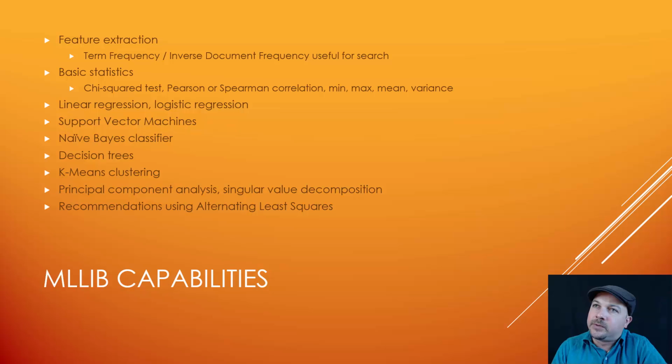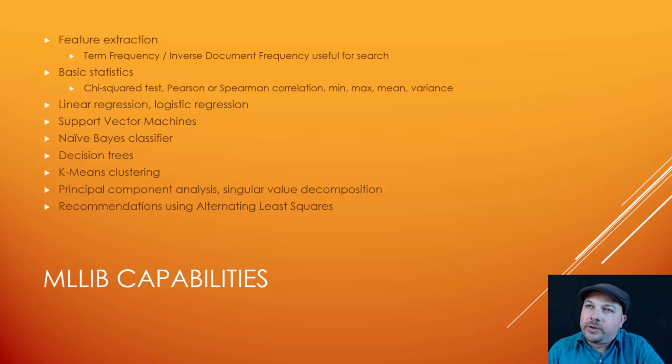It also has methods for basic statistics: chi-squared, correlation coefficients, simple min, max, mean, variance. Honestly, you probably don't need MLlib for that sort of a thing. It's pretty simple to do anyway, but if you're going to be using MLlib anyhow, it does offer quick ways of doing those sorts of things.